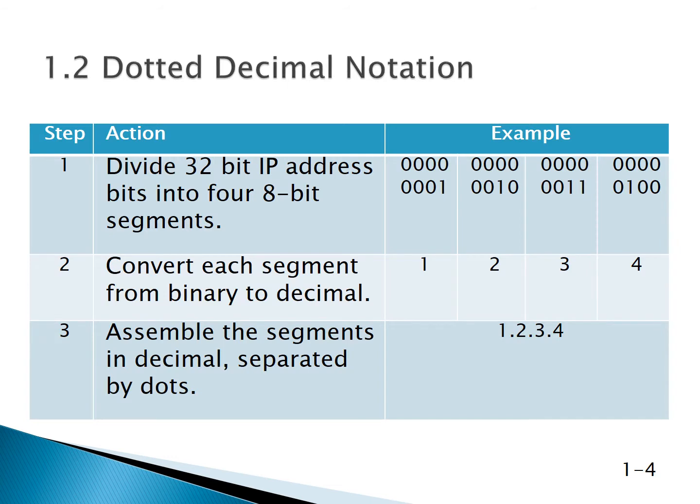There are different versions of IP addresses. In IP version 4, each address has 32 bits. We use what we call dotted decimal notation, where we group the 32-bit IP address into four 8-bit segments like this. In total there are 32 bits. Then we convert each segment from binary to decimal, like this. So in this case, if your 32 bits are like this, then your IP address will be 1.2.3.4.